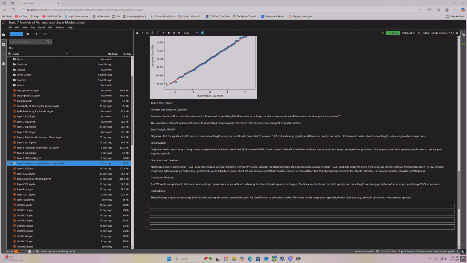In conclusion, our ANOVA test and linear regression model provide robust insight into our iris morphology with practical applications in botany. That is going to be it for my topic 7 DQ 2, it's not a DQ, it's our analysis of variance and linear model.